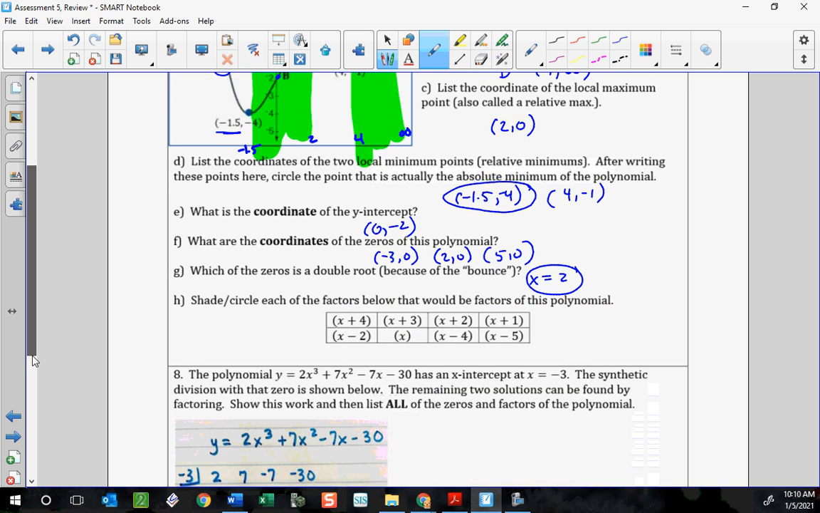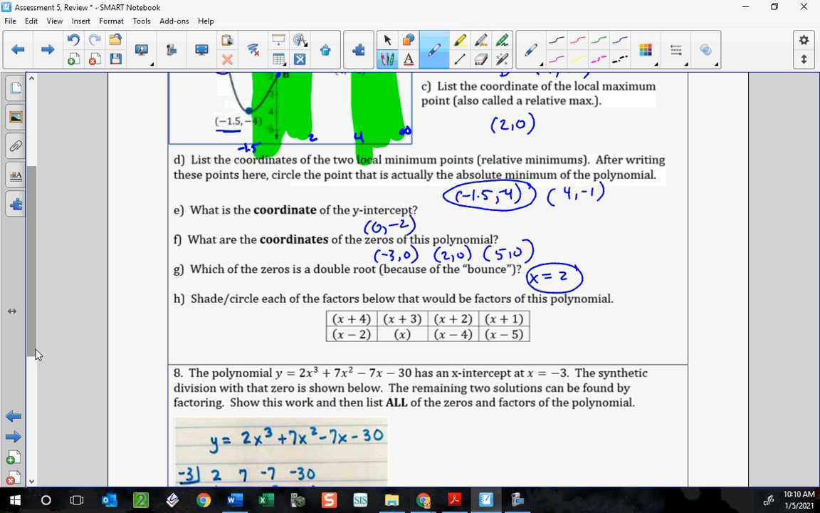X equals 2. All right, shade or circle the factors below that would be factors of this polynomial. Well, we kind of already took care of that. That relates to problem F right here. So -3 would turn into x plus 3. 2 would turn into x minus 2. And the 5 right here would turn into x minus 5. If you had to write this out, the x minus 2 would have a square on it because it's a double root, but you haven't been asked to do that.